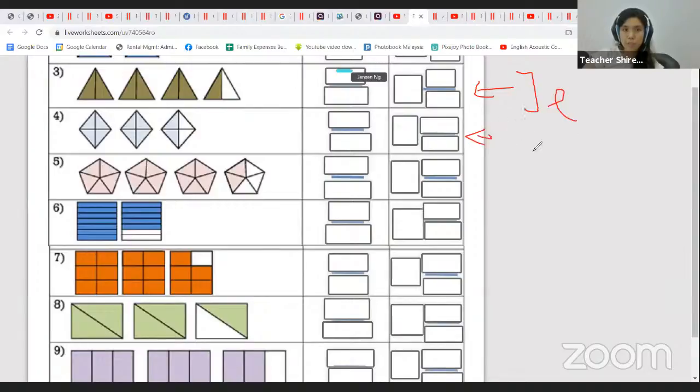Joanna, can you do question number 4? Charlie, can you do number 5? Luna, can you do number 6?